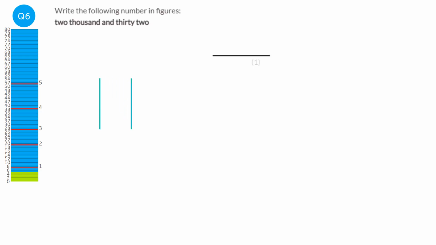So we can draw out our place value grid to help us out with this question. We've got thousands, hundreds, tens and units. So we'll need another one there. So thousands go here, hundreds here, tens here, and then units here.